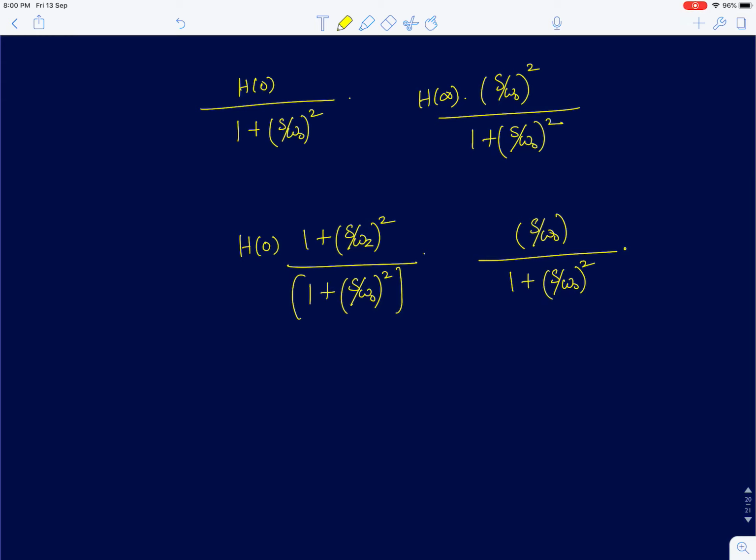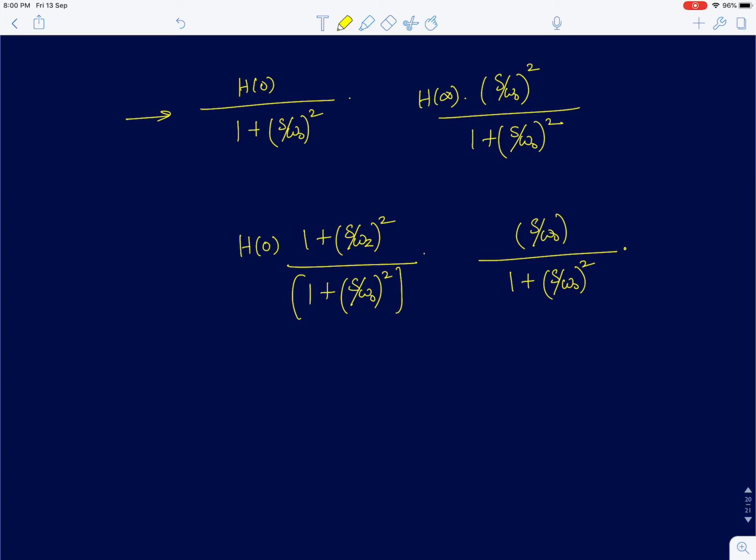Hi everyone. In this lecture, we will discuss the sinusoidal response of lossless second order systems. These are the four transfer functions that we discussed in the last lecture, and we actually derived the impulse and step responses for all four generalized transfer functions for second order lossless systems.